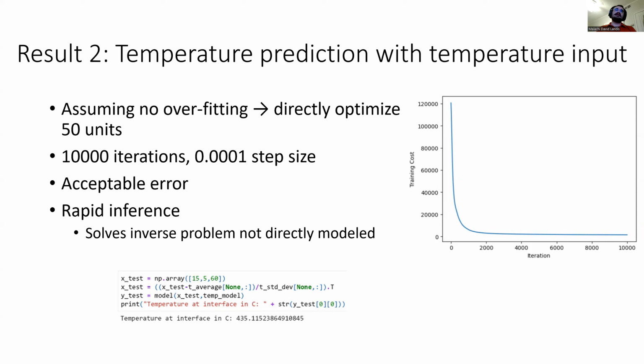So we can ask it, if a substrate has a radius of 15, thickness of 5, and the temperature measured at point B is 60, what is the temperature at the interface? And it gives us that answer right away.